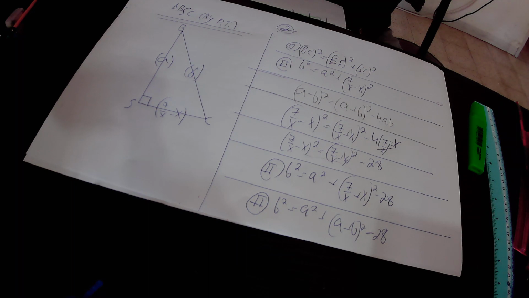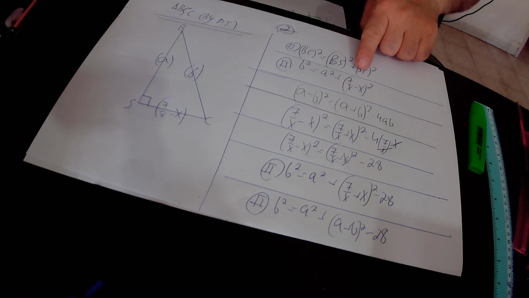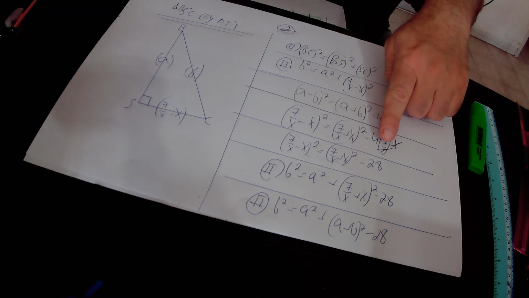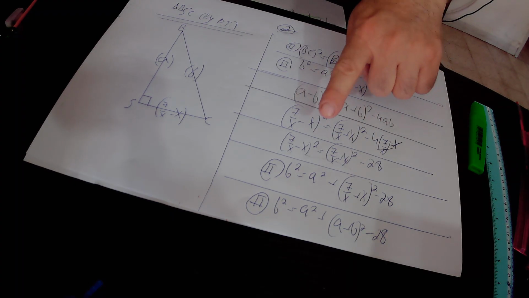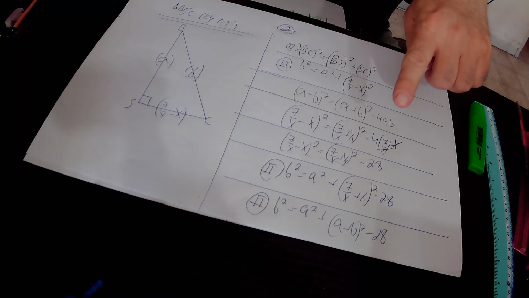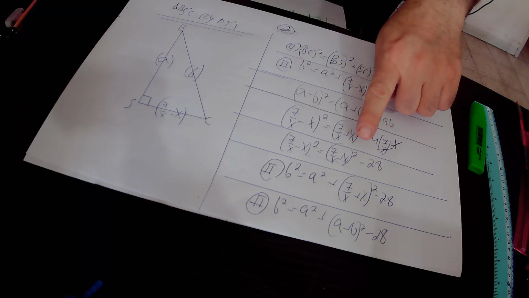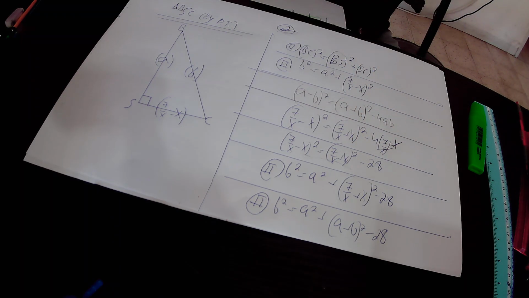Therefore, we can substitute (7 over x minus x) square in this equation 2 by (7 over x plus x) square minus 28. We did it and found out that according to equation 2, b square equals a square, and (7 over x minus x) square equals (7 over x plus x) square minus 28 according to this algebraic identity.